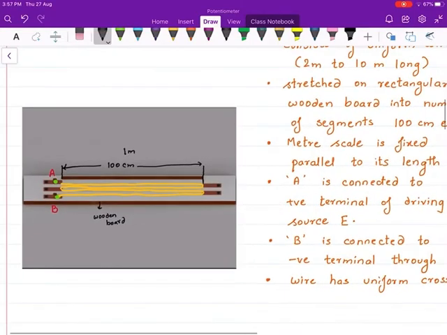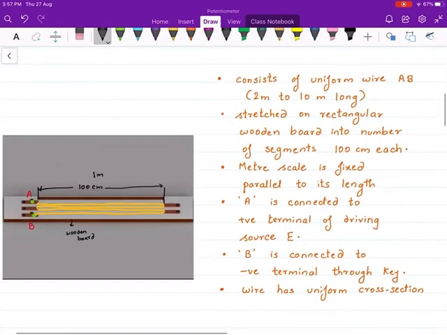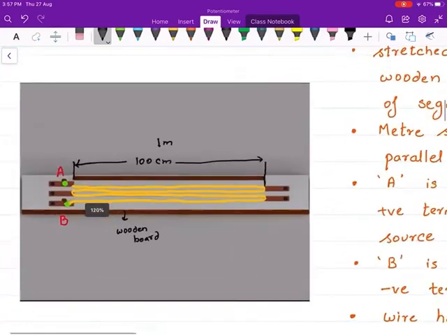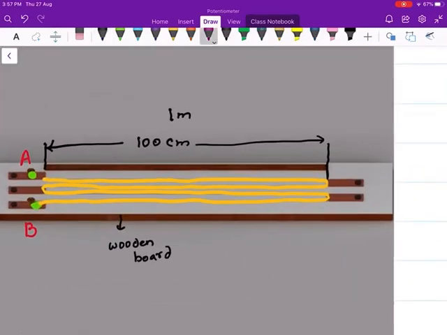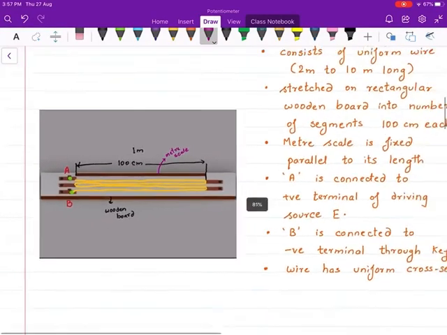Now let's see the construction of this potentiometer. So potentiometer consists of a uniform wire AB which can be 2 meter to 10 meter long. It is stretched on a rectangular wooden board into number of segments, 100 centimeter each. A meter scale is fixed parallel to its length. Okay, see, this is the meter scale. It is fixed parallel to the wires, so that we can take the readings.